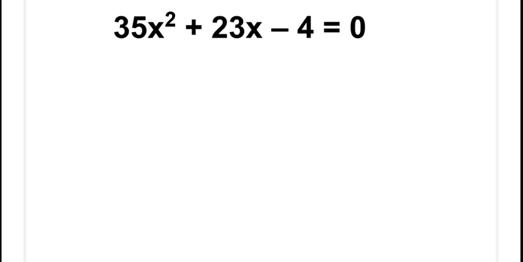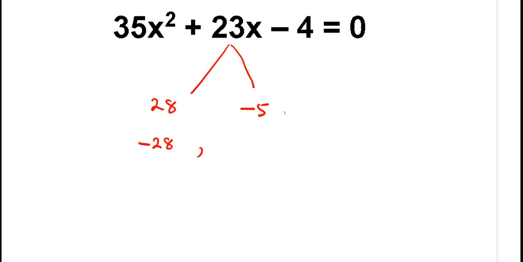Now, the first step is to get the factors of 23. We have the factors of 23 as 28 and negative 5, because when you remove 5 from 28, you get 23. So the second step is what? Change the signs of the factors. Here we now have negative 28, then we now have positive 5.